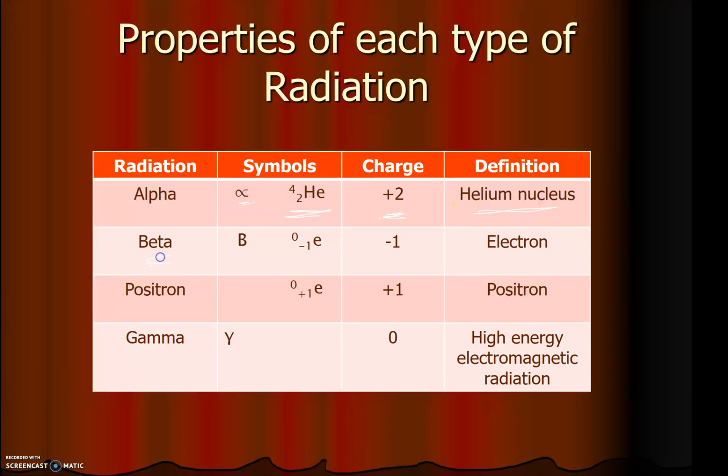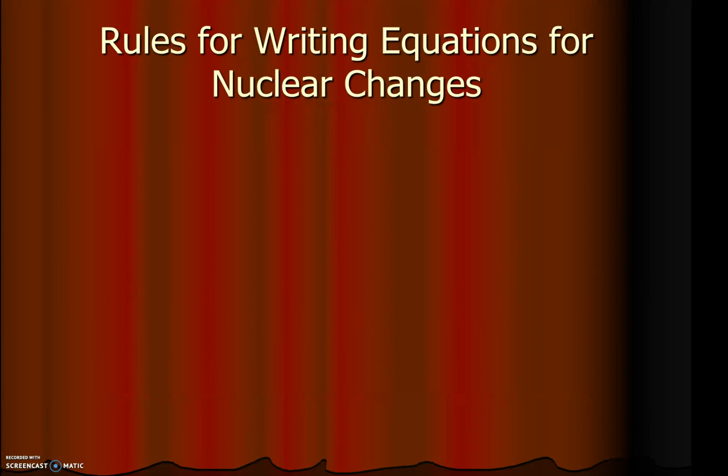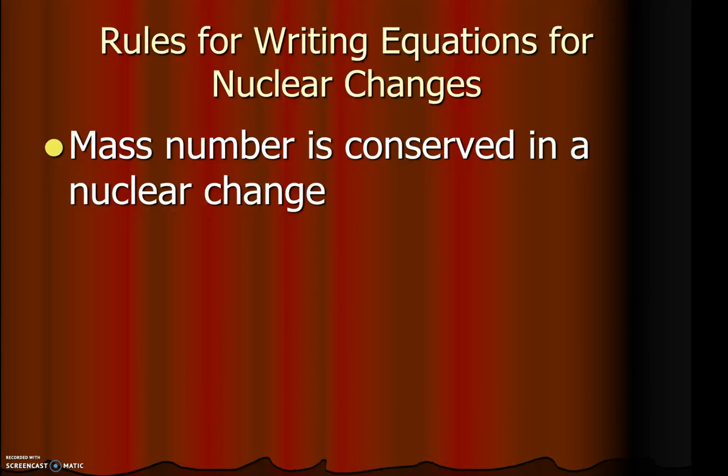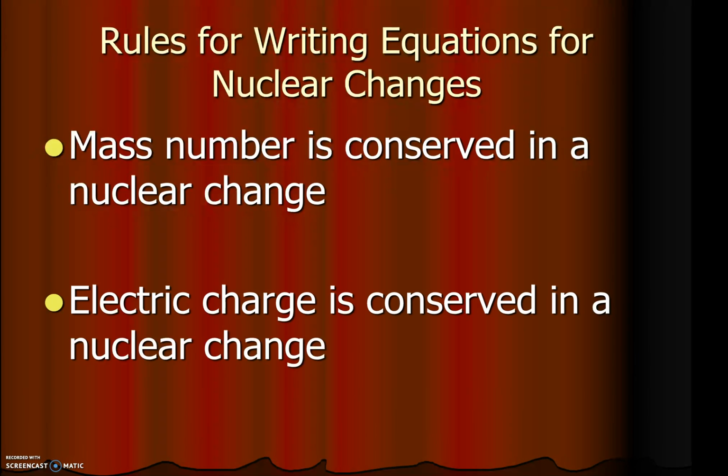We have beta radiation. The symbol is the B, and it's 0 because it's an electron. Electrons don't have any mass associated with them. It changes the charge by -1, and it's an electron. A positron is a particle that we haven't really talked about, but it's used in nuclear radioactivity because it allows us to change the nucleus by a +1 charge. And then we have gamma radiation, which is just high energy electromagnetic radiation that doesn't fall into one of those other 3 categories. So the rules for writing equations with nuclear charge: the mass number is conserved, just like I showed you 2 slides ago, and the electrical charge is conserved. So all of those stay conserved and stay the same.